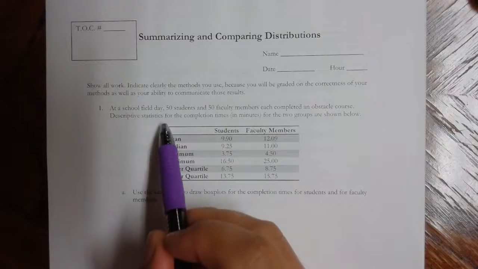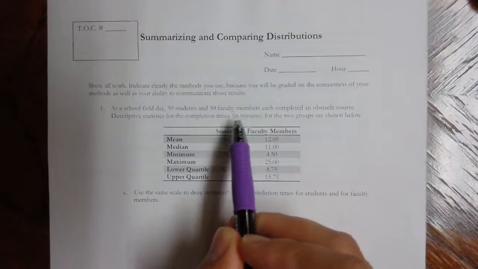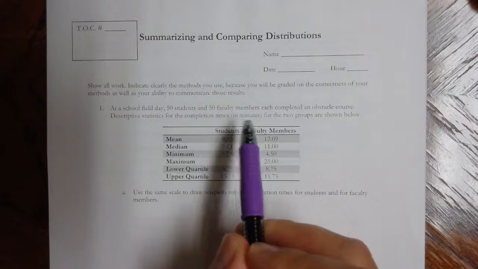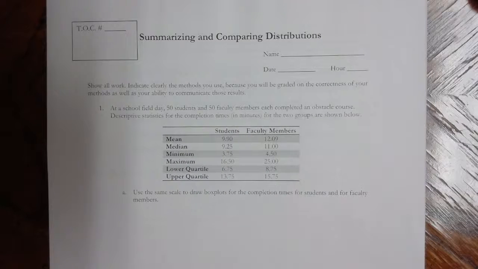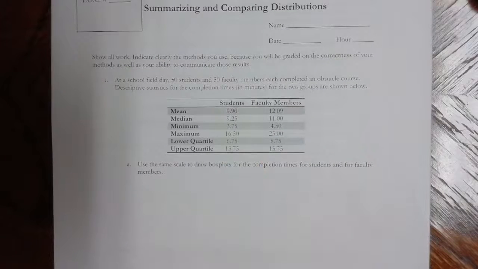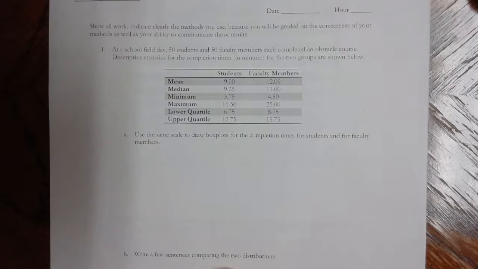At a school field day, 50 students and 50 faculty members each completed an obstacle course. Descriptive statistics for the completion times in minutes for the two groups are shown below. So we get this summary table here, and basically the first task is to use the same scale to draw box plots for completion times for students and for faculty members.